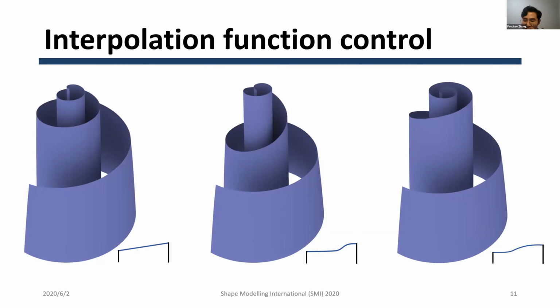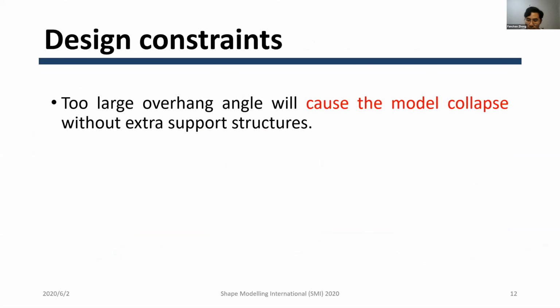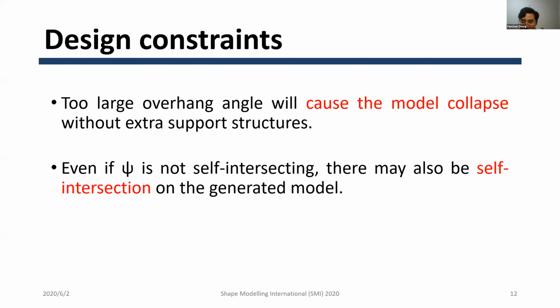As we said before, the transition curve is obtained by interpolation, so we provide a control curve for users to edit the interpolation function to have more freedom over the surface shape. It's actually a cubic spline with natural boundary. However, there are potential problems to be aware of. Firstly, in the absence of support structure, parts with too large a slope angle are likely to collapse. And secondly, even if there is no self-intersection on phi, a generated model may still have one. These are all problems that we need to solve.